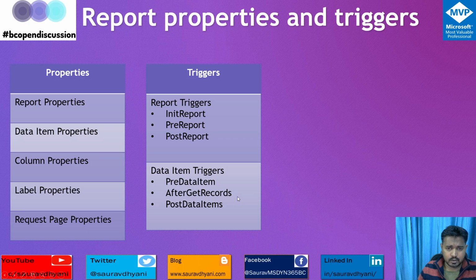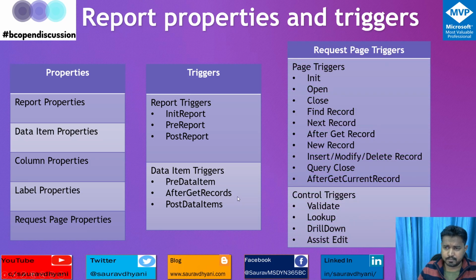And then last but not least, we have request page triggers, which are equivalent to page triggers, more or less, because it's a kind of page which allows the user to filter records. So you'll find all the triggers which are available in a page. But then a page can have controls, like different fields where the user can limit or filter the records. So each control also has different triggers available.